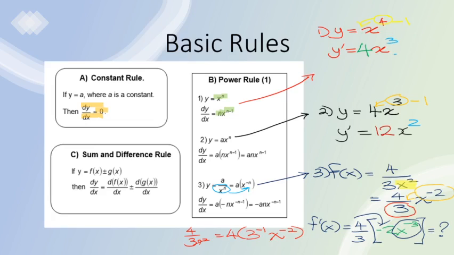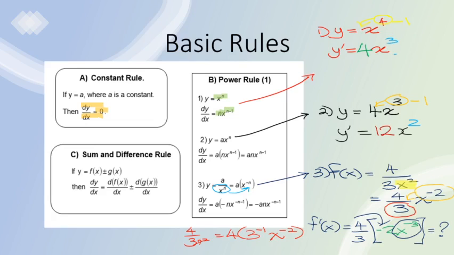And then y prime or dy/dx equals, okay, first 3 times 4, multiply, we will get 12, and then copy back our x, and then 3 minus 1. So 3 minus 1 is 2. Okay.